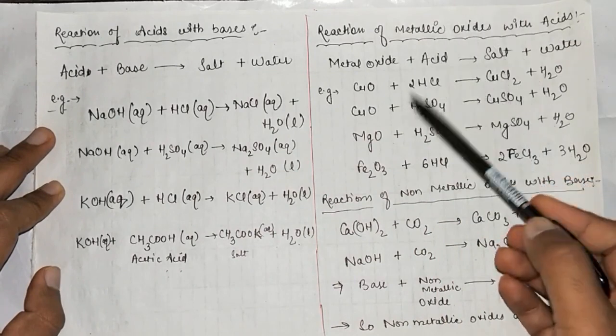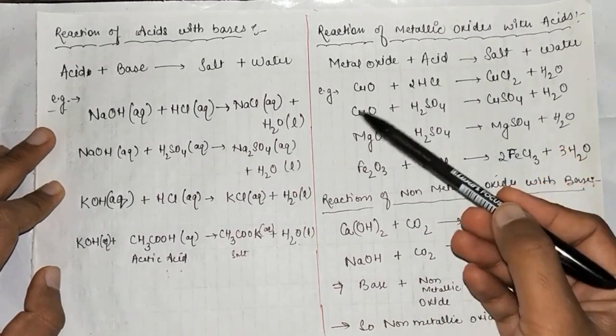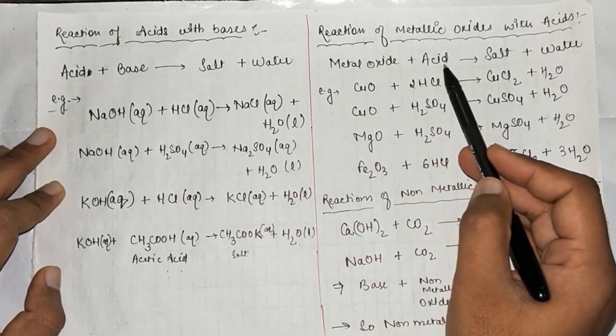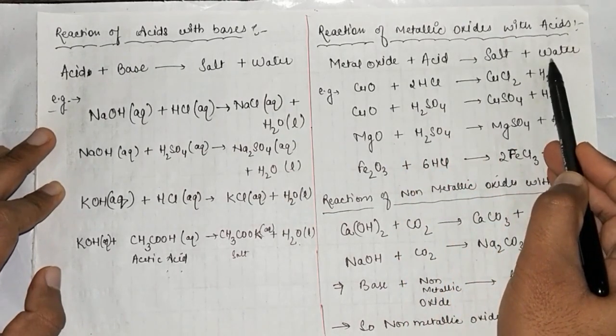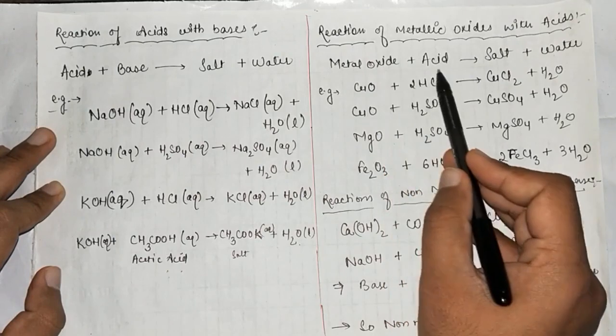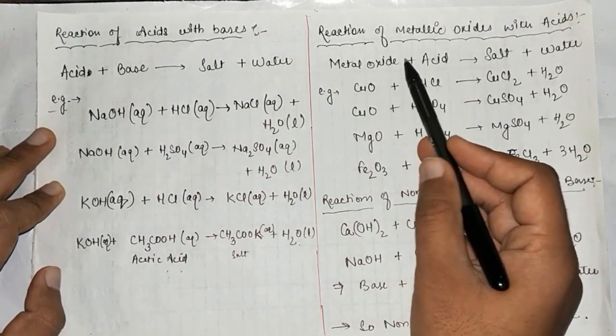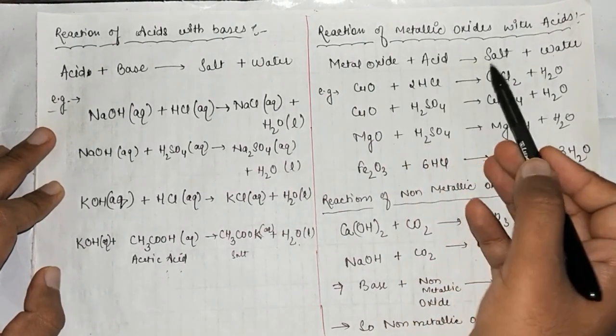Metallic oxide means a compound containing oxygen and a metal. Whenever a metal oxide reacts with acid, it forms salt plus water. Not all metal oxides, but most metal oxides react with acid to form these compounds.